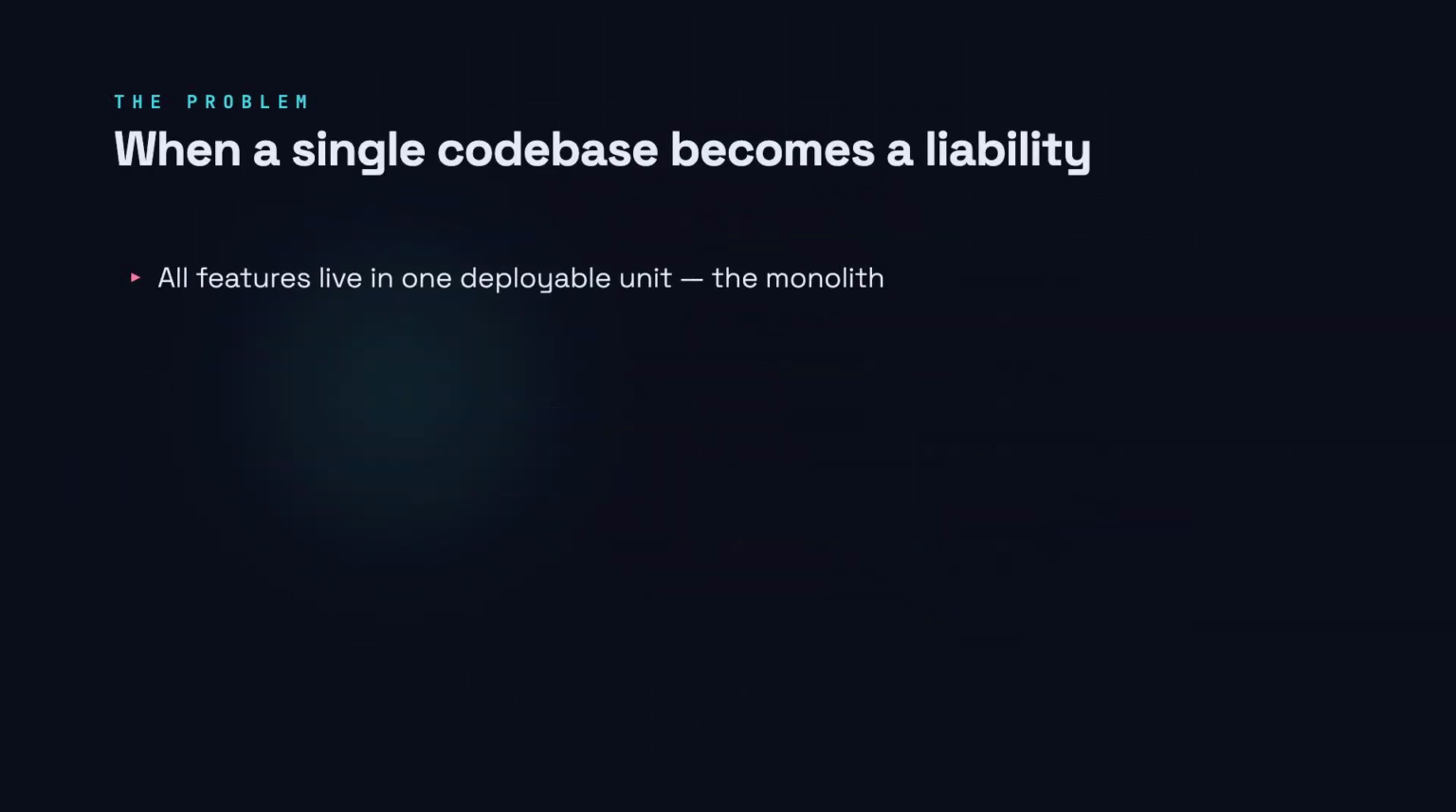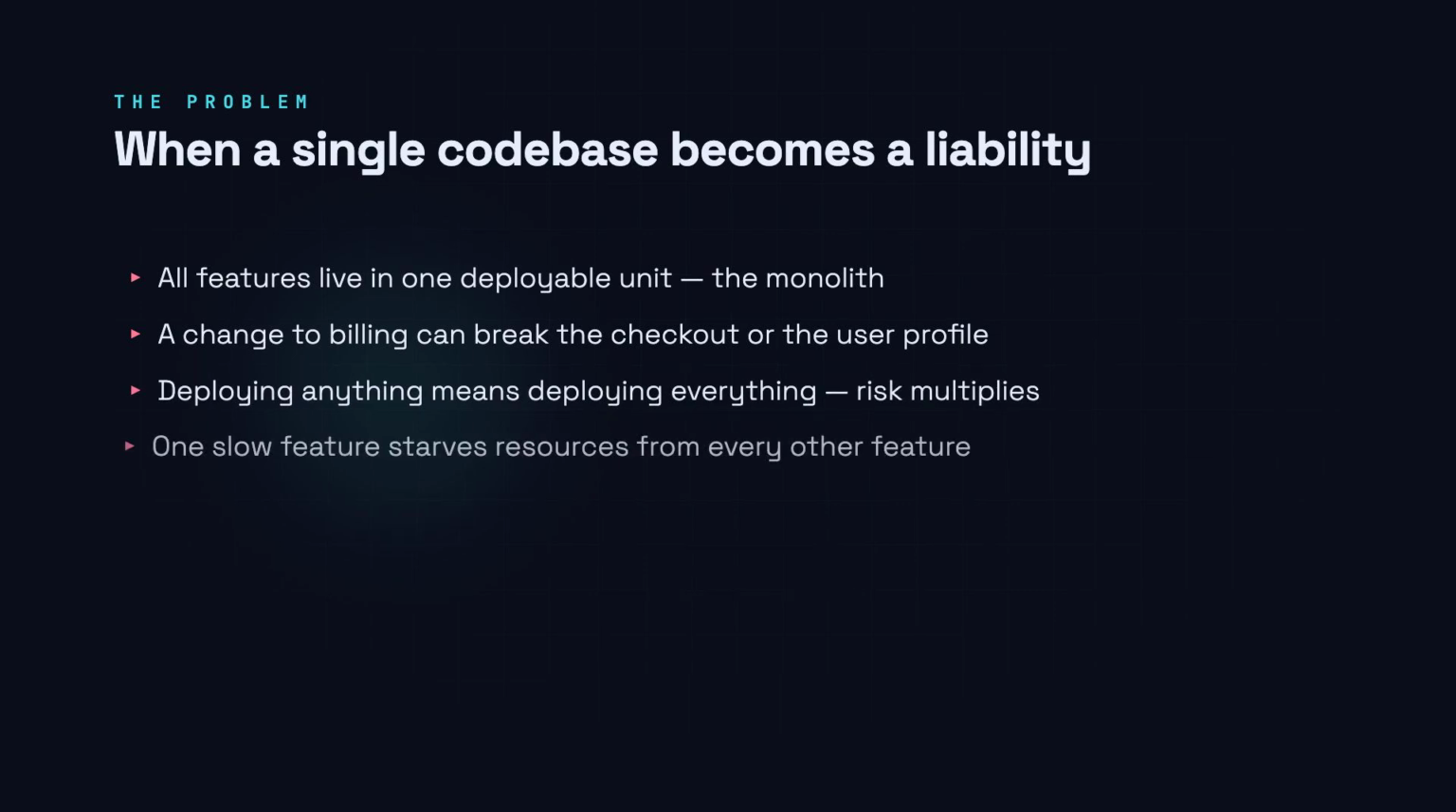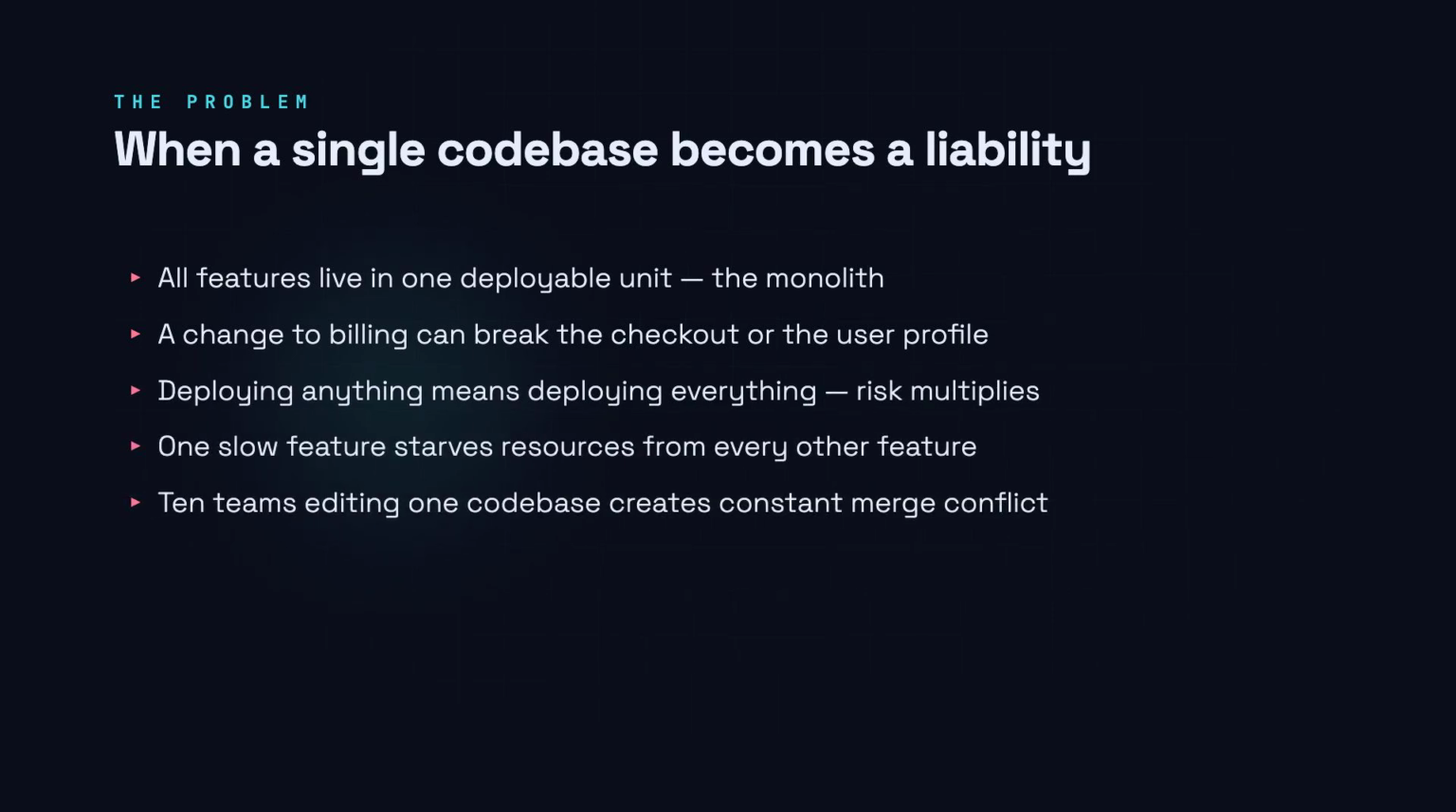Imagine your entire application, user accounts, billing, search, recommendations, notifications, all compiled and deployed as a single program. Early on, that is fine. But as the system grows, a bug fix in one corner can silently break something in another. You cannot scale just the busy parts, and 10 teams stepping on each other in one repository slows everyone down. The monolith has become a liability.